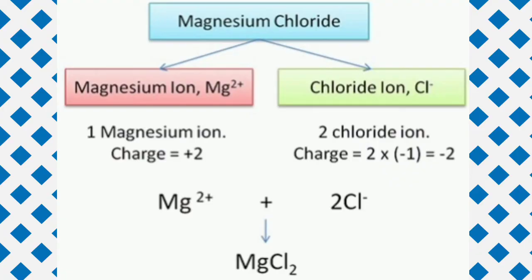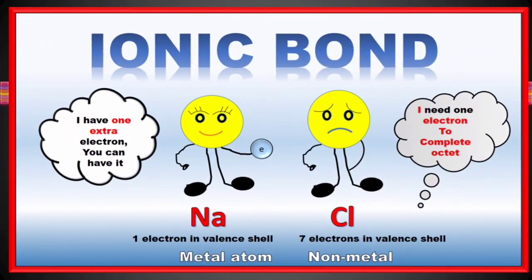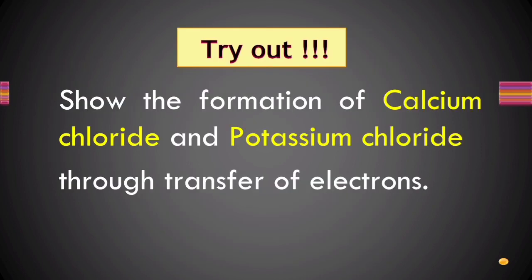Isn't ionic bond very easy to memorize? In ionic bonding, metals lose electrons and form positive ions, non-metals gain electrons to form negative ions, and there is a force of attraction between these two ions that results in an electrovalent bond.